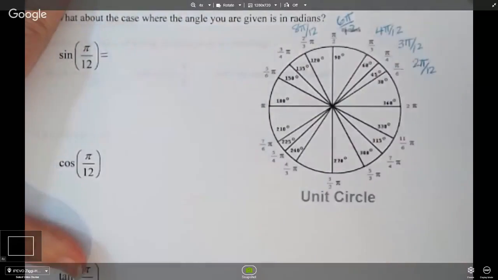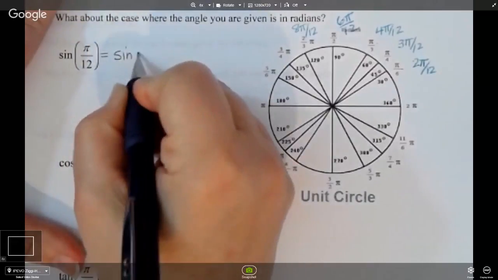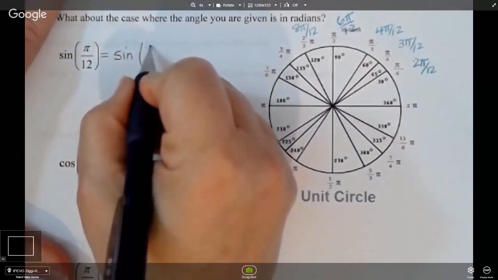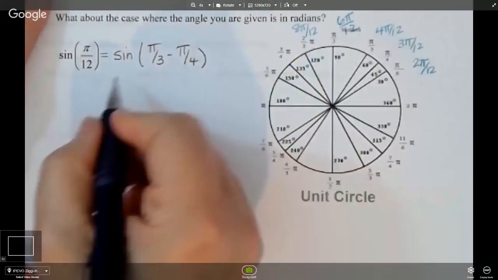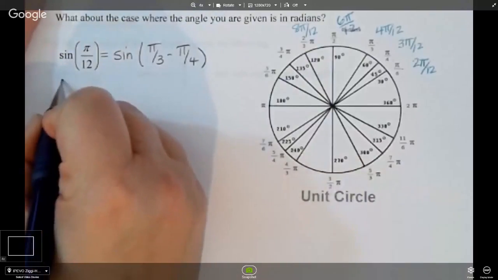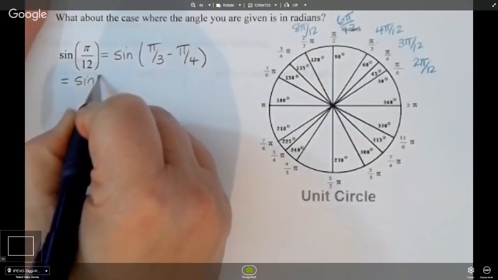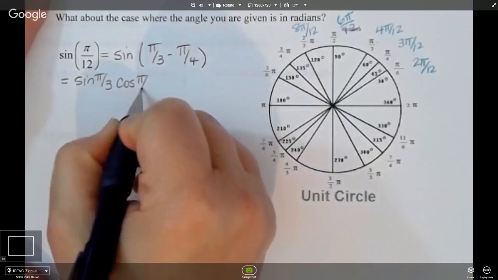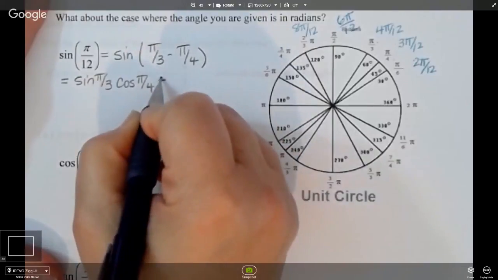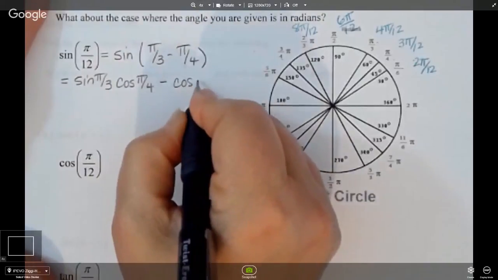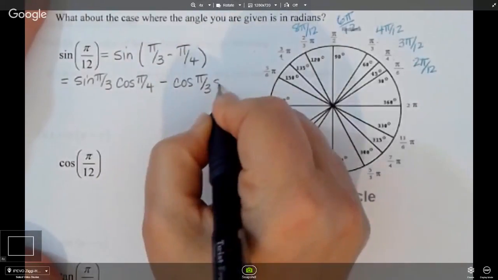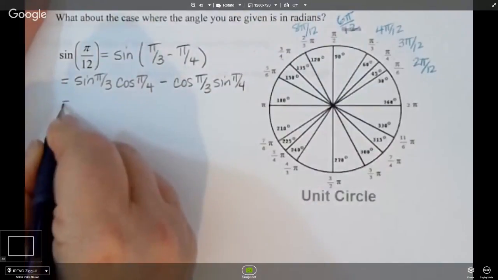So to get 1 pi over 12, let's use 4 pi over 12 and 3 pi over 12, which is in effect pi over 3 minus pi over 4. So I can say that the sine of pi over 12 is going to equal the sine of pi over 3 minus pi over 4. And I'm going to use the sine of a difference formula, which will be the sine of pi over 3, the cosine of pi over 4. The signs stay the same, plus, and I just changed it, minus the cosine of pi over 3, sine of pi over 4. And we know these numbers on the unit circle.